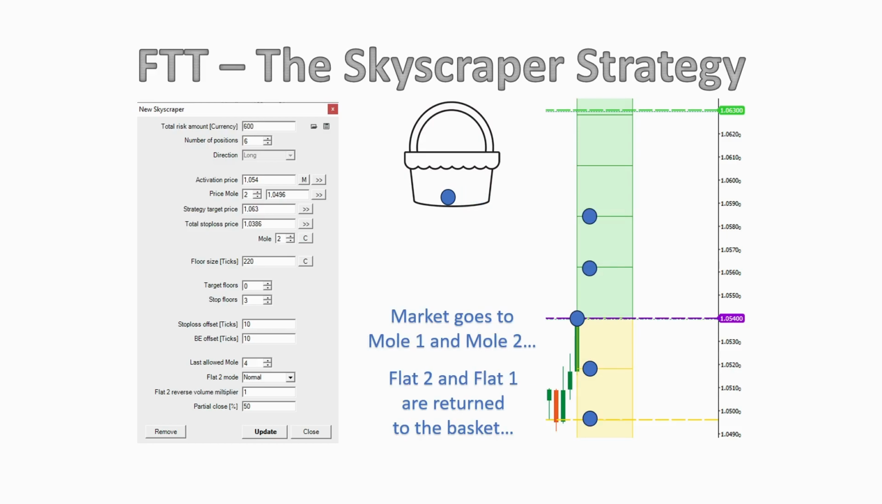Finally, the last possible combination to pick up 3 positions is if the market moves in the opposite direction, picking up mole 1 and then mole 2. In this case, the flat 2 and flat 1 positions will be returned to the basket.